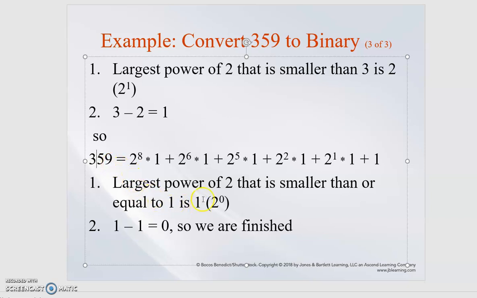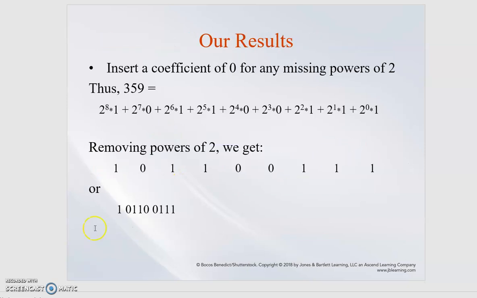Now, the largest power of 2 that is smaller than or equals to 1 is to the power of 0, right? So 1 minus 1 is 0, so we are finished here. So in other words, we have done this. There's no more split we can do for this representation here, right? So let's go on and see how we are converting this representation of this decimal number to a binary, right?